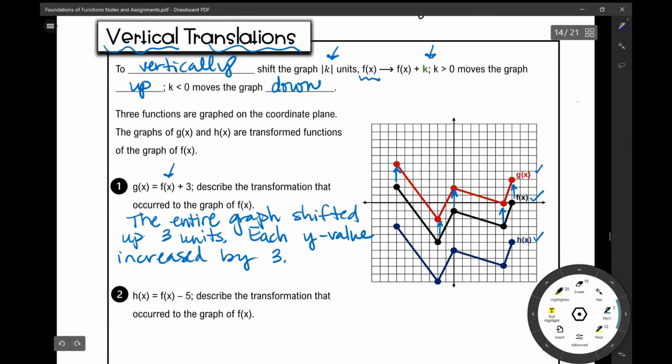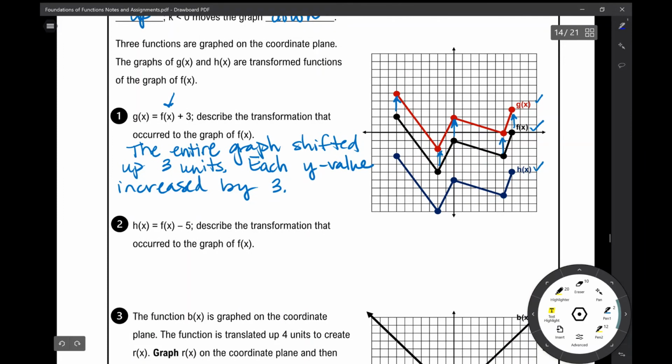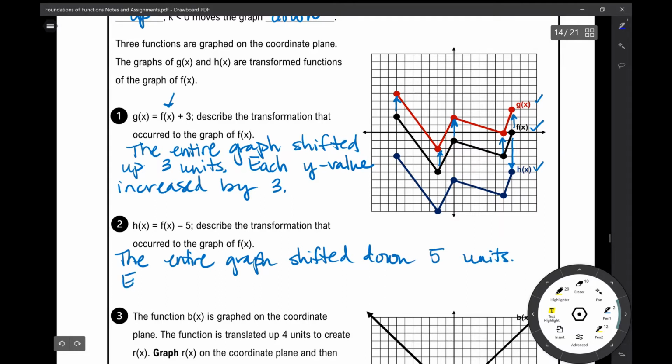Let's look at h of x. h of x equals f of x minus 5. Describe the transformation that occurred to the graph of f of x. So what happened from f of x to get to h of x? Well, the entire graph shifted down 5 units. So let's write that down. The entire graph shifted down 5 units. Each y value decreased by 5.